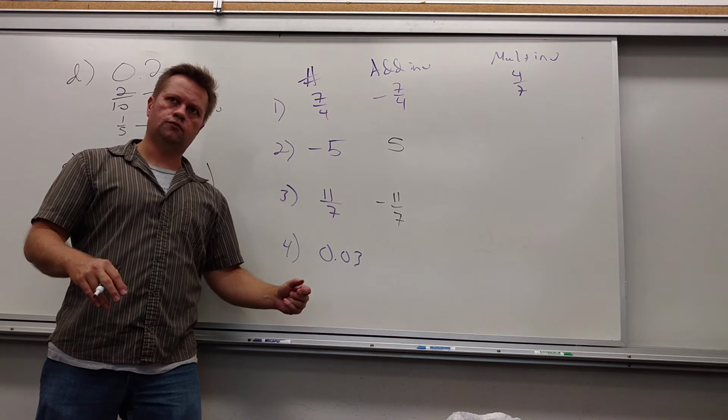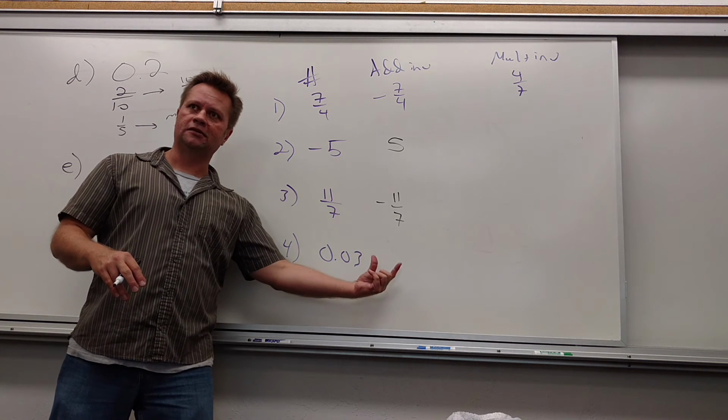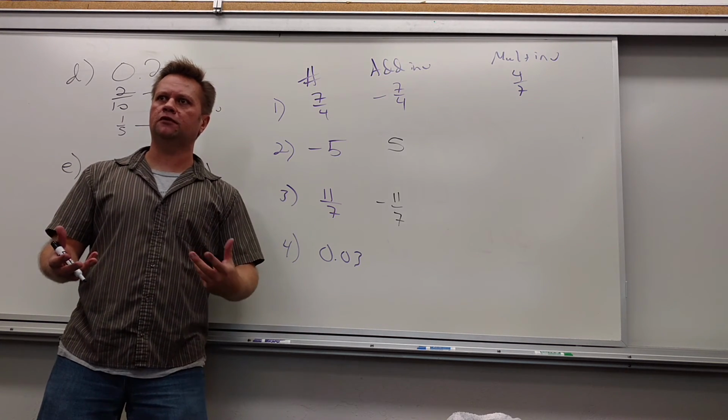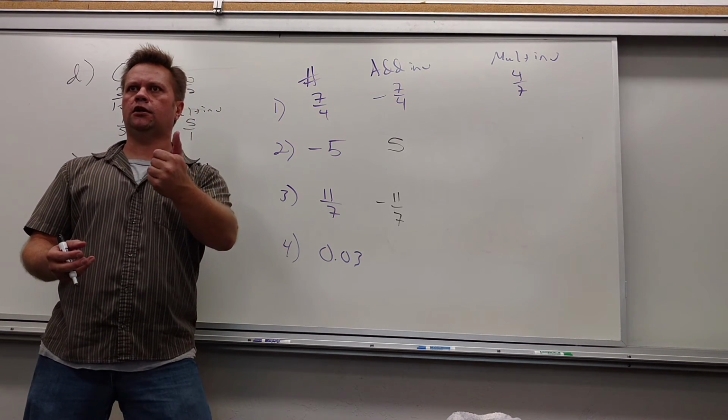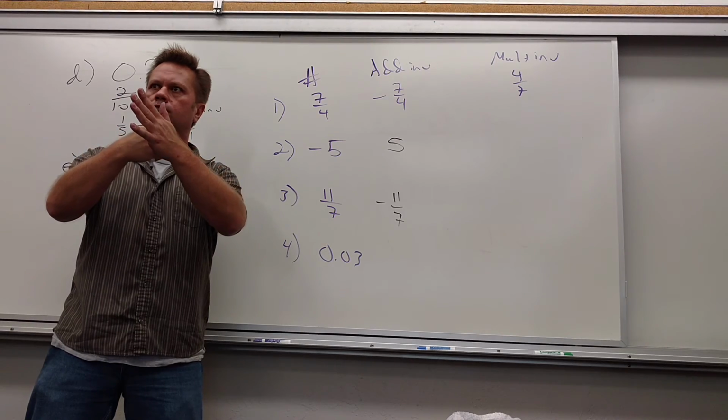And what about 0.03? What's its additive inverse? Negative 0.03. That's crazy. It's almost too easy to believe. Additive inverse, you just change the sign. That's all you do, because that would guarantee that they'll cancel each other out.